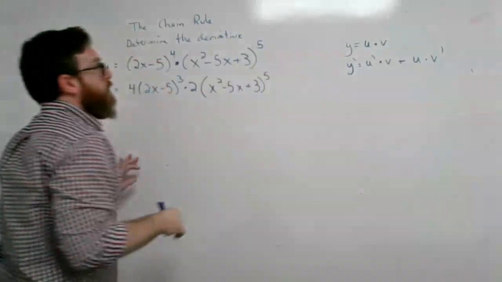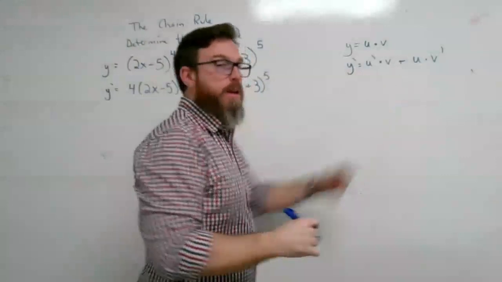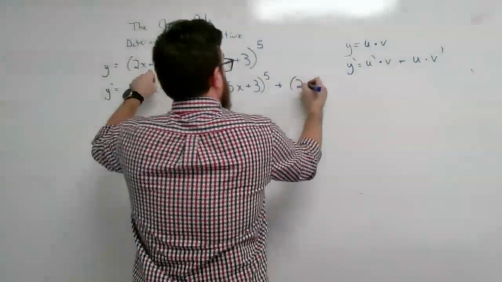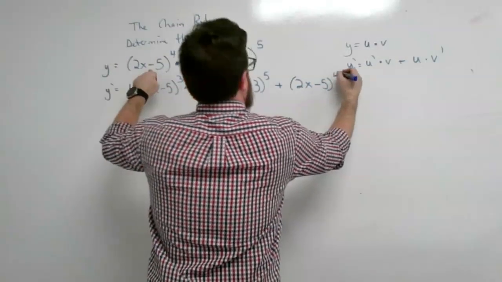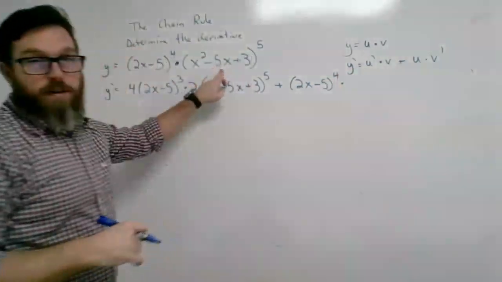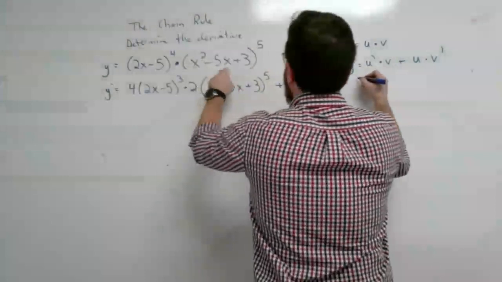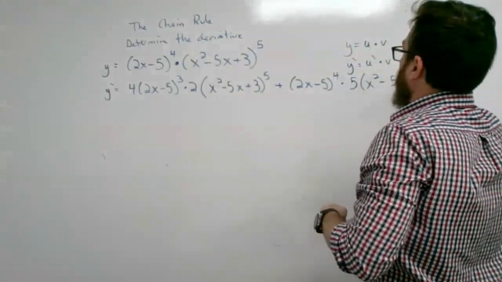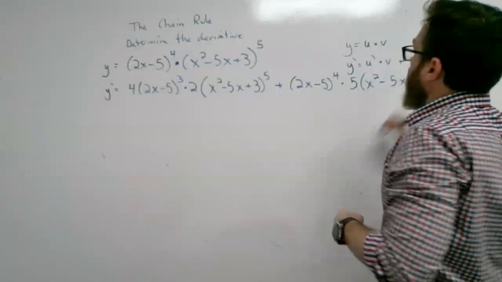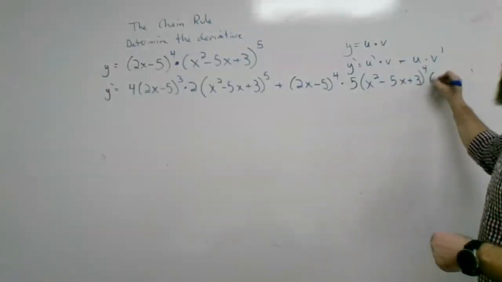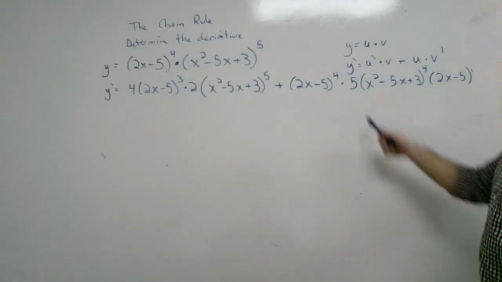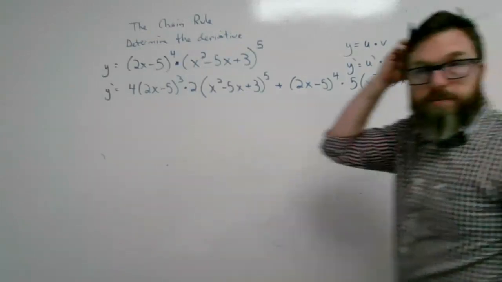So that takes your u prime v, plus your u v prime, so 2x minus 5 to the 4th power, multiplied by the derivative of this function, which is going to be outside function first, 5 evaluated at the inside, multiplied by the derivative of the inside, which is going to be equal to 2x minus 5. So this is u v prime.